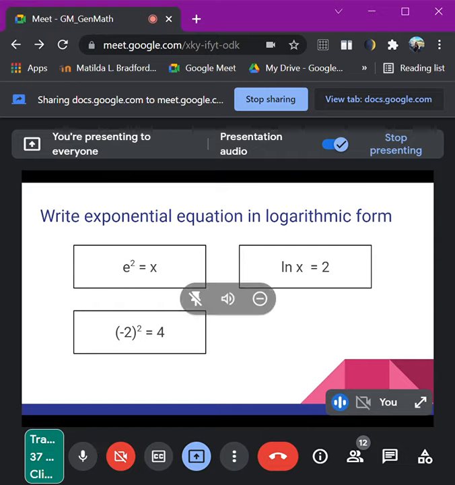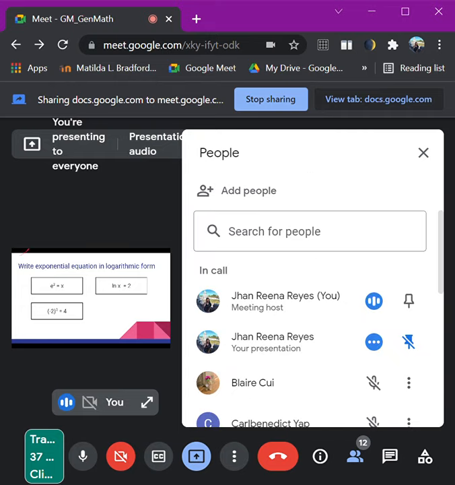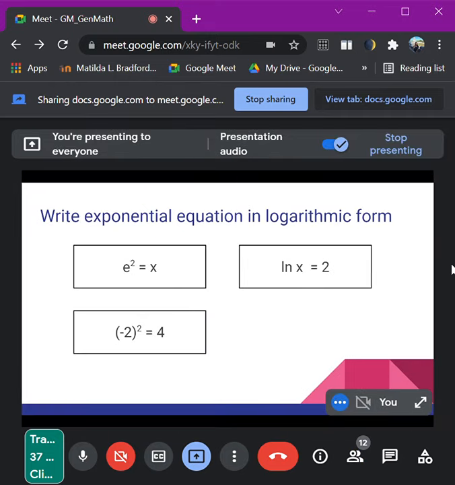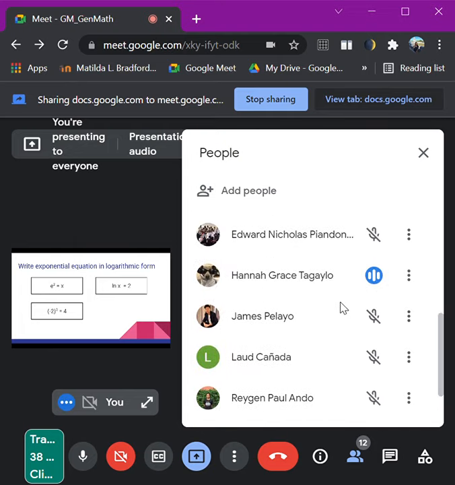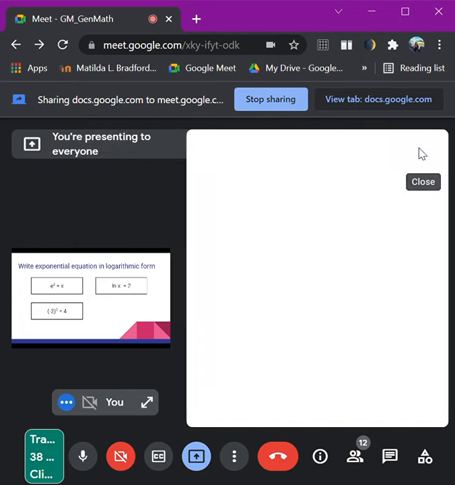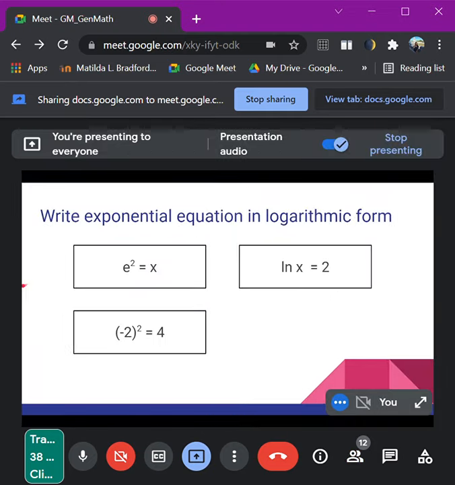Actually, dali ra kayang answer. Sige. I'll give 5 points sa maka-answer. Try, Chair. Sige, go. Logarithm of 4, the base of negative 2 equals 2. Okay. It's a nice try, but no.